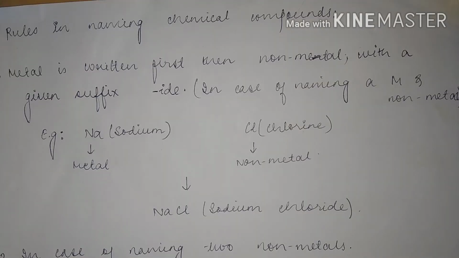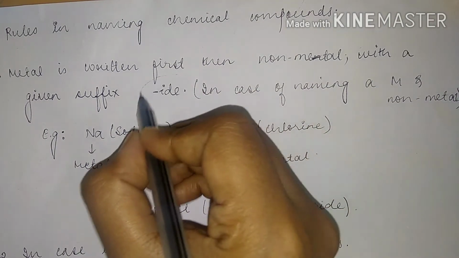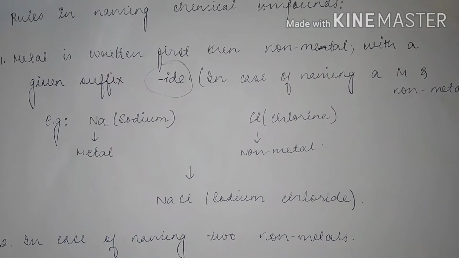Coming to the rules which we need to follow in naming chemical compounds. When a metal and a non-metal are to be named in a compound, the metal is written first, then the non-metal, with the suffix "ide." The word "ide" is used. We will explain with an example.